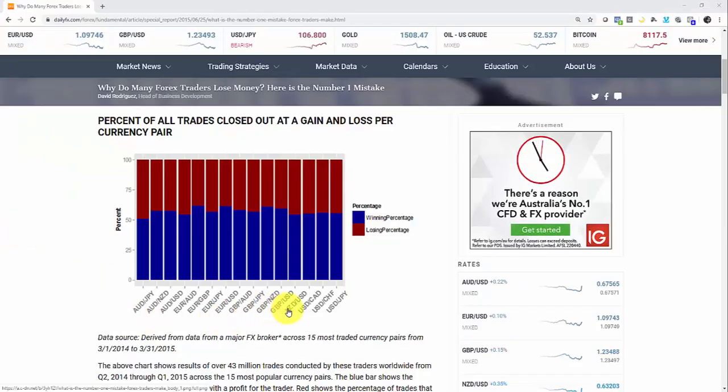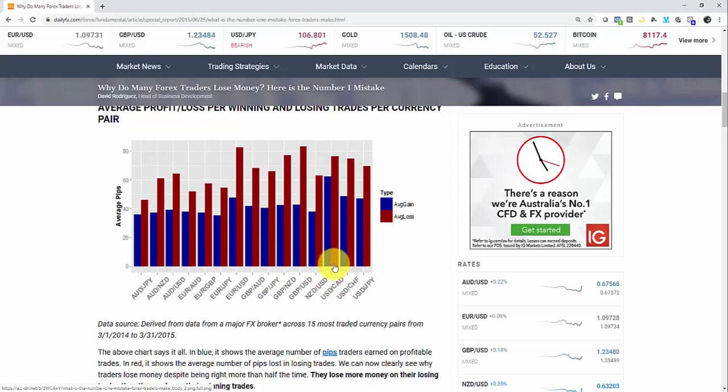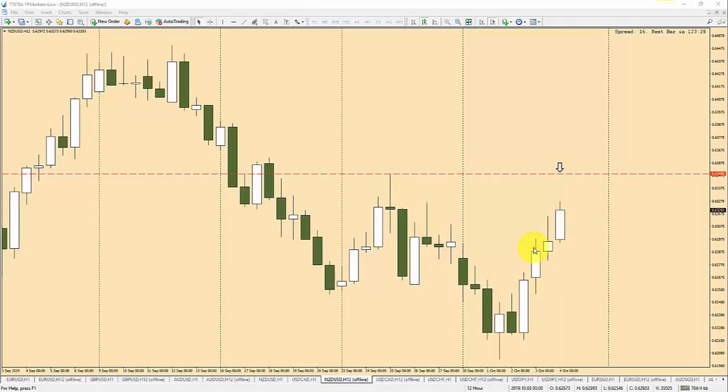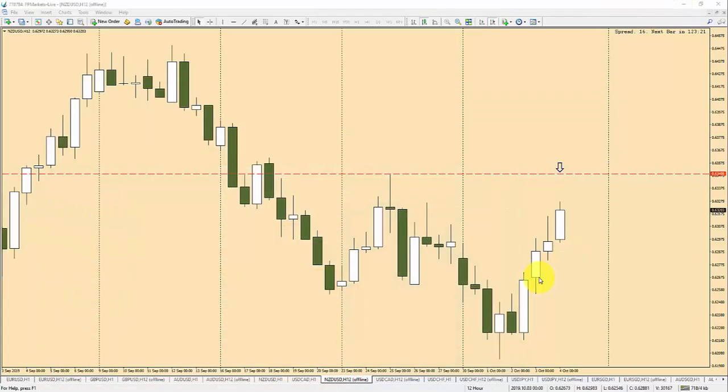You can see for the Kiwi pair, the average winning percentage of the retail traders, over 43 million trades, is slightly over 50%, about a 52% win rate trading the Kiwi. But here's the kicker: the average loss was about 78 pips, and the average win was only 61 or 62 pips. So that's why these traders are such a great tool we can use. Because I see that the market is still largely looking for the Kiwi to go up, I told my trader buddy, hey, I don't think this is the end of the trend.